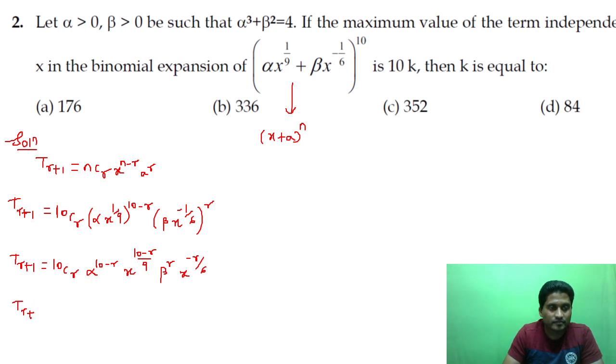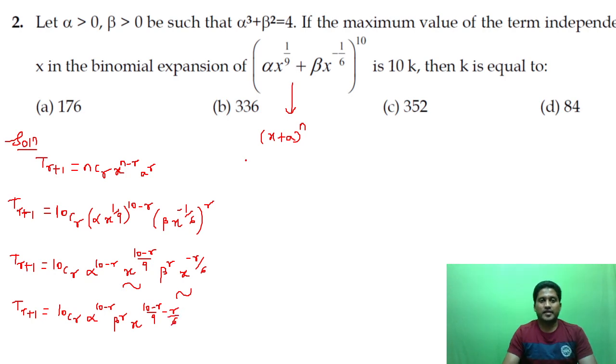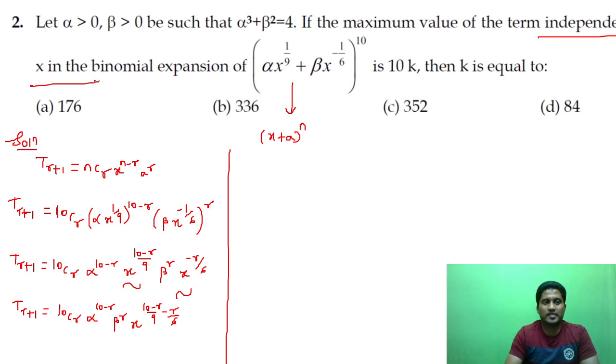So T(r+1) is equal to 10Cr alpha to the power of 10 minus r, beta to the power of r. Powers are added, so you get x to the power of (10 minus r) upon 9, minus r by 6. Now the question asks for the term independent of x. If it is the constant term, that is the term independent of x, the power of x should be 0. So I should put (10 minus r) upon 9 minus r upon 6 equal to 0.